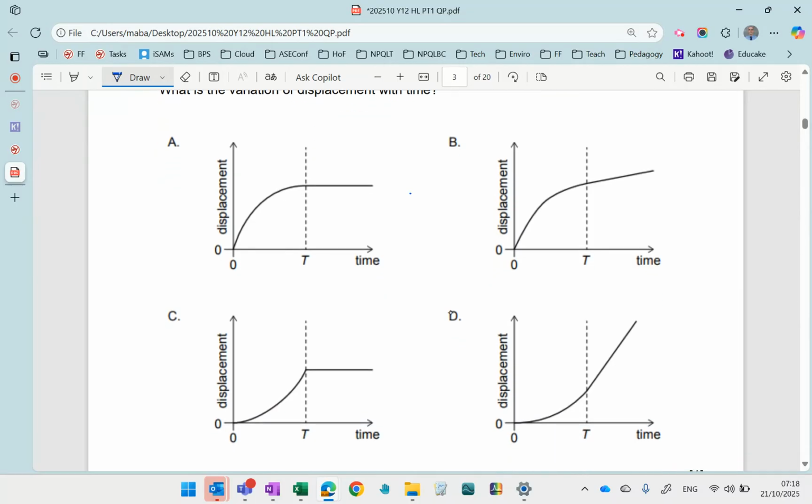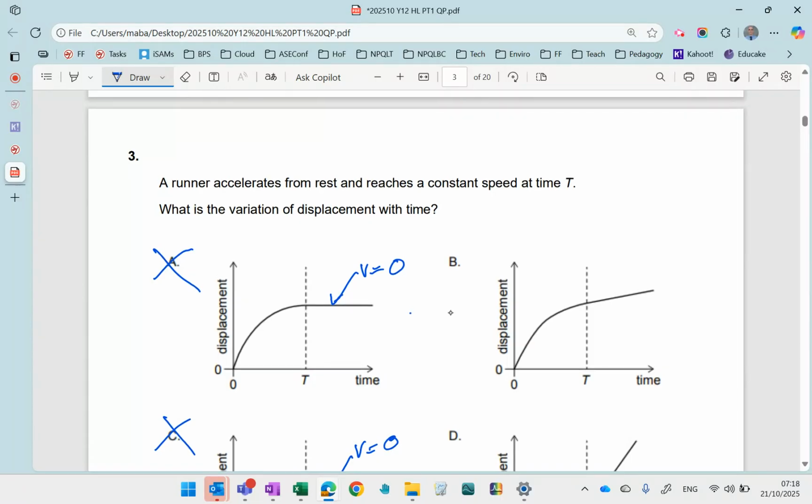Well, if you look at the gradient of this one, you can see here it does have a constant speed, but the constant speed is 0. So straight away we can eliminate A and C from our thinking. Now let's have a look at this one. This one starts off with a high gradient, then it goes to a medium gradient, and it goes to a lower gradient. So with this one, the velocity is high at the beginning.